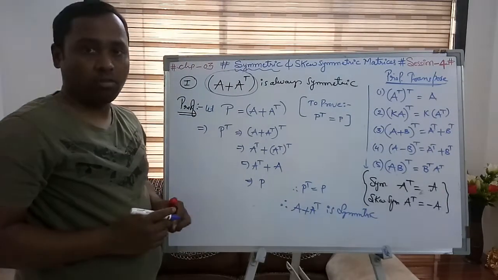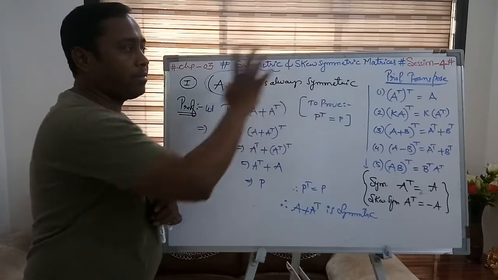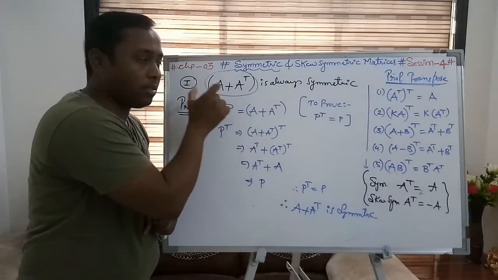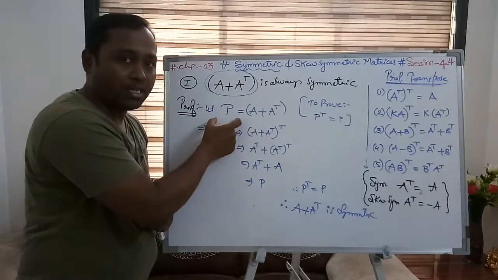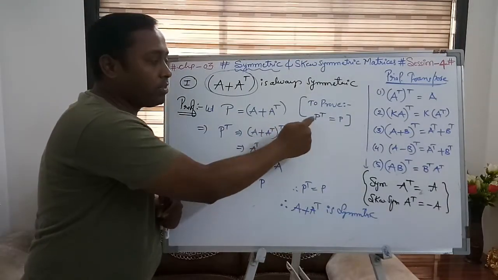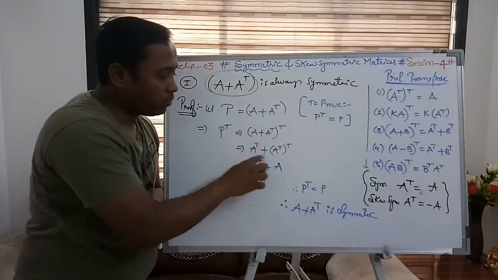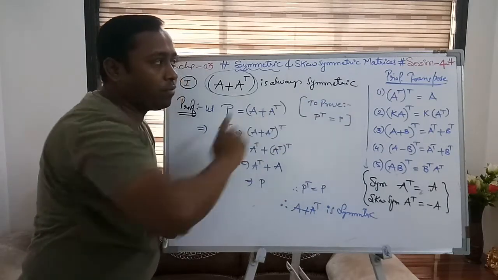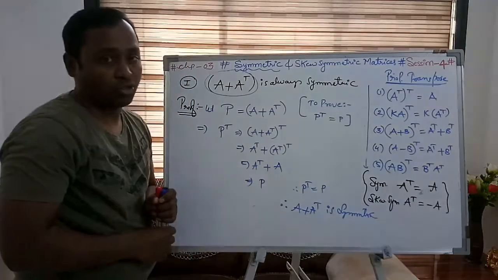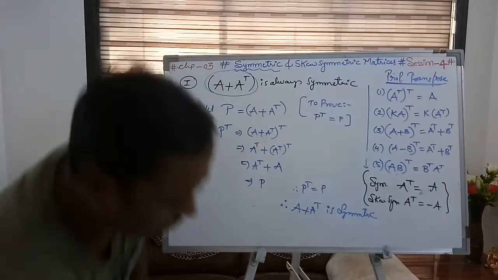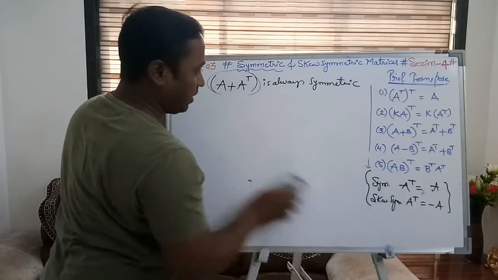Have you understood? It's so simple. What I am saying here is that A plus A transpose is always symmetric. This addition is always symmetric. How have I proved it? Just by taking this as the P matrix, and then I was able to prove P transpose equal to P by taking the transpose of that operation, applying a few suitable properties of the transpose, and then I was able to get P. So it means that it is symmetric. Now the second proof. These are standard results basically.